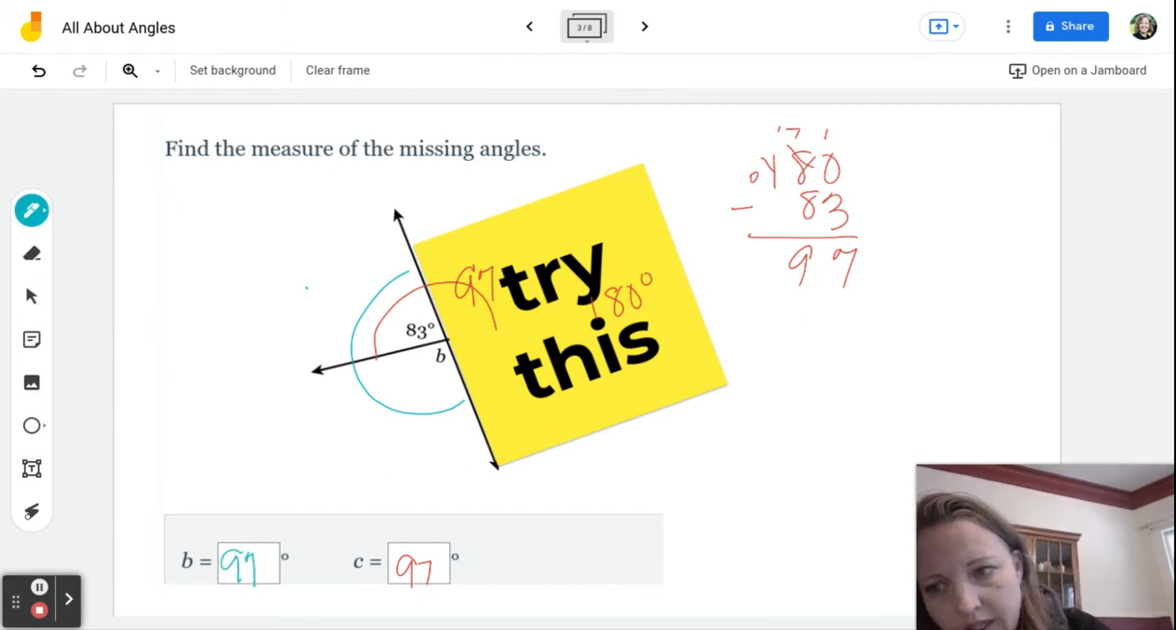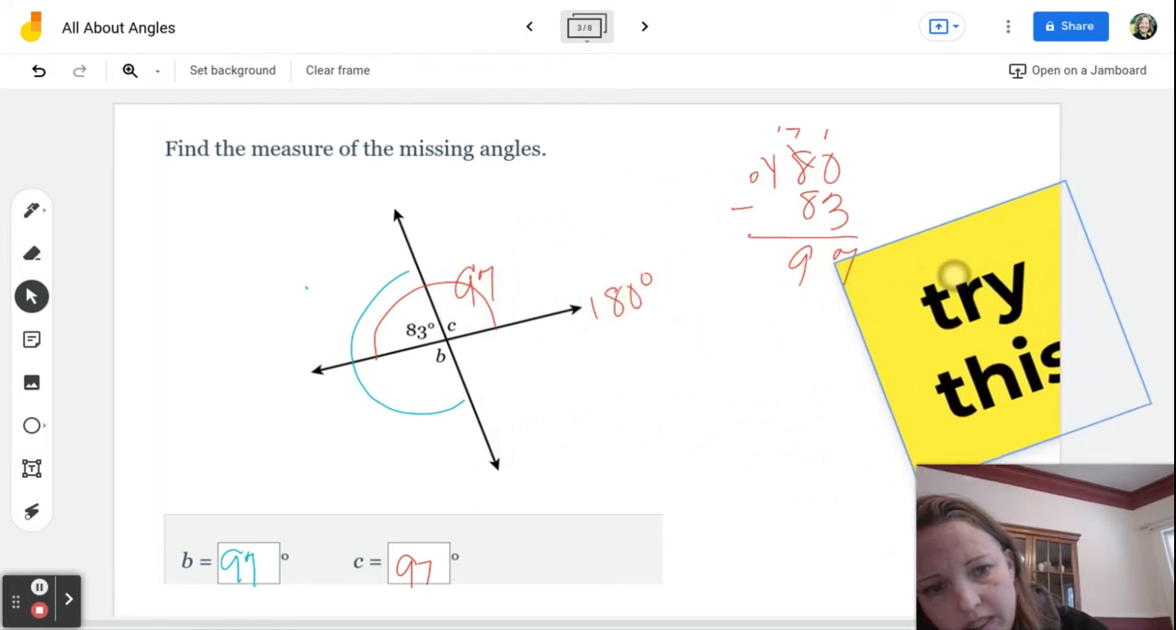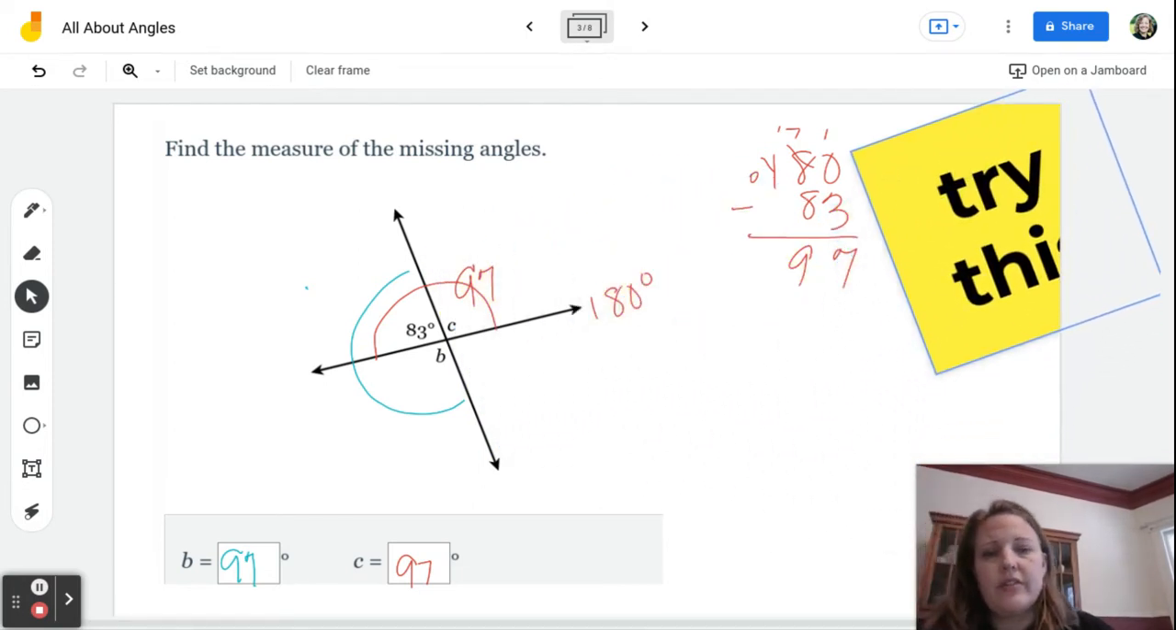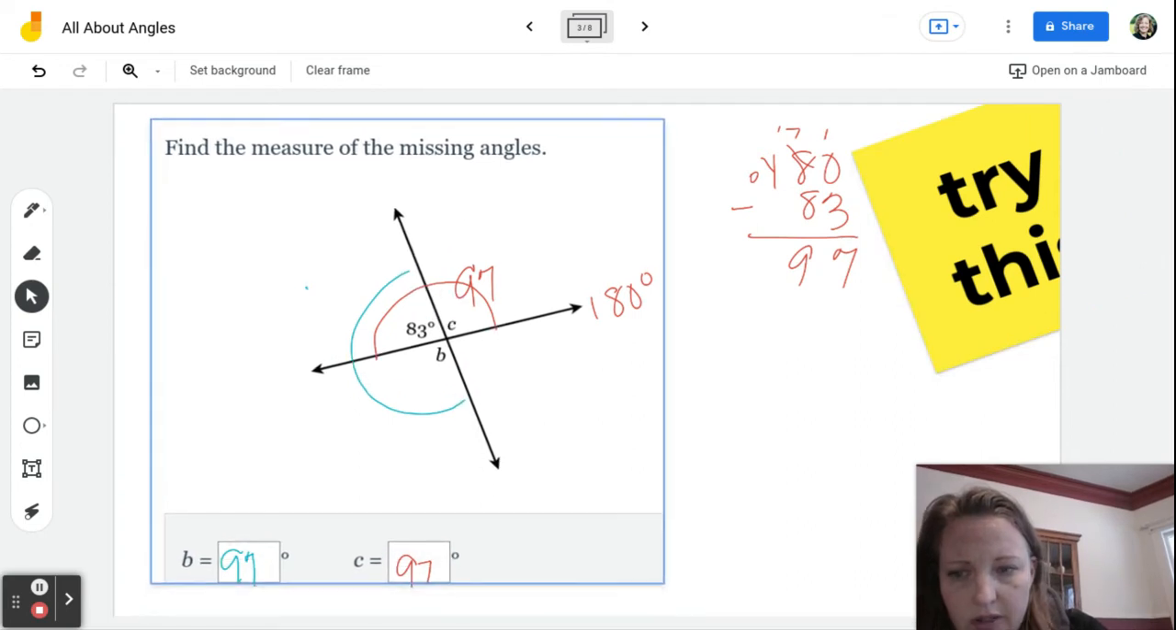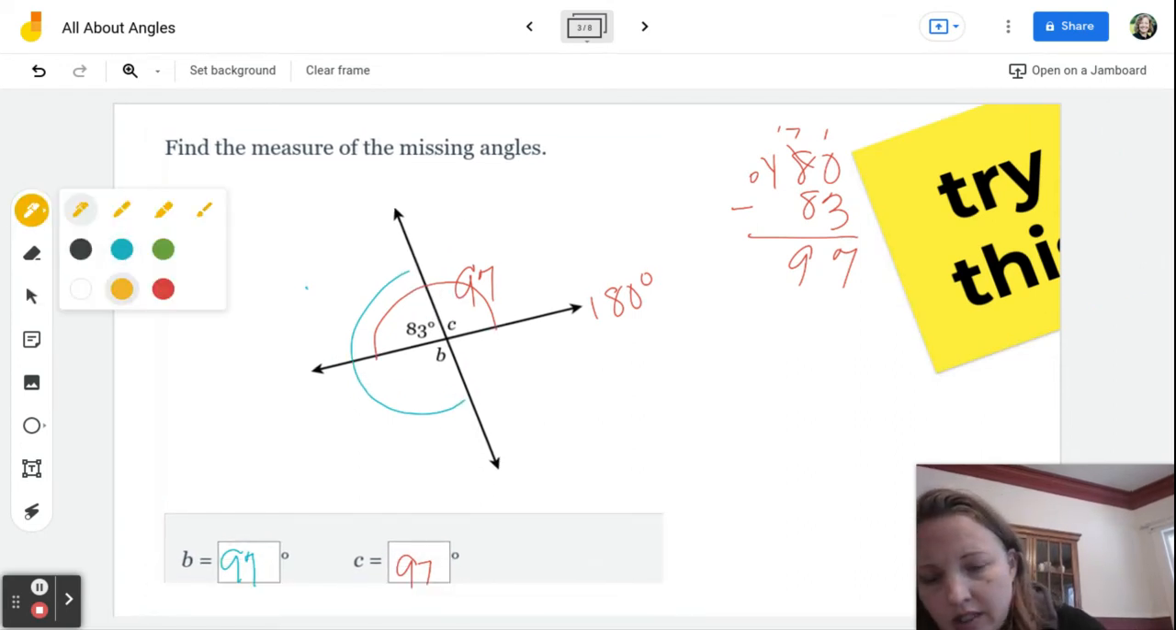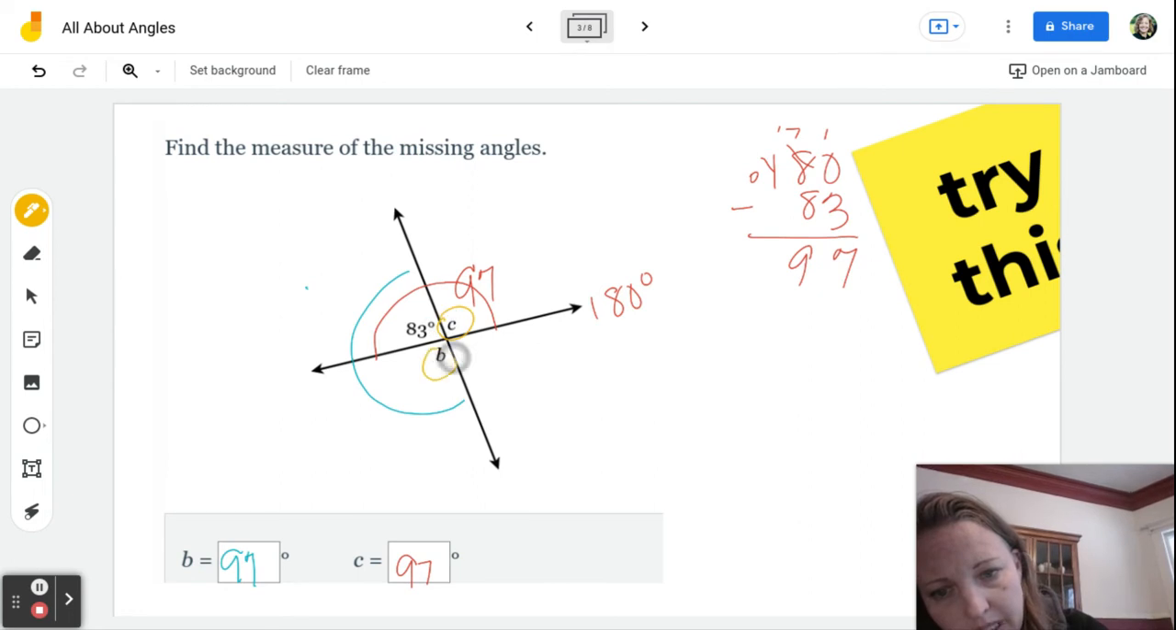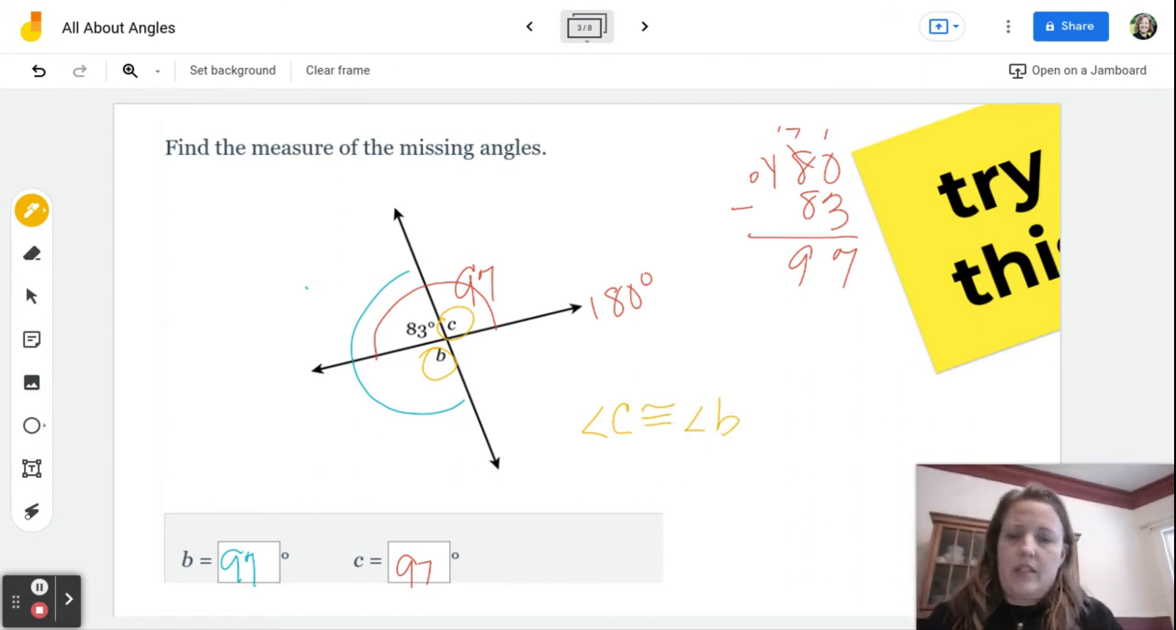And the other thing, if I move this out of the way, if you use your definition for a vertical angle, you'll remember that these two angles, so C here and B here, they're right across from each other, right? They are vertical from each other, so they are congruent. So angle C is congruent to angle B, and therefore they are the same. Okay, let's go to the next one.